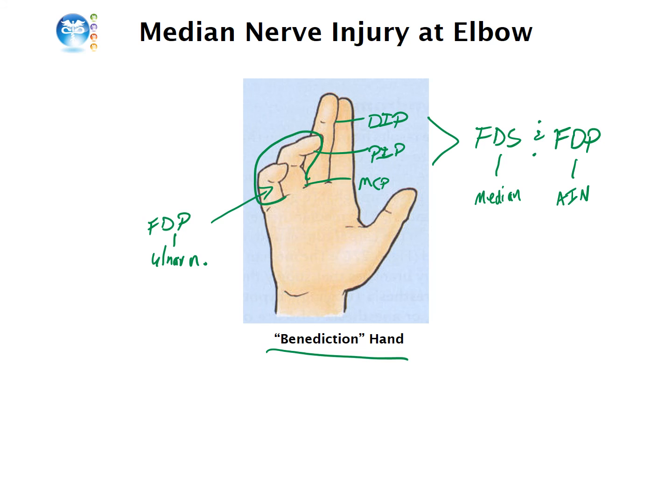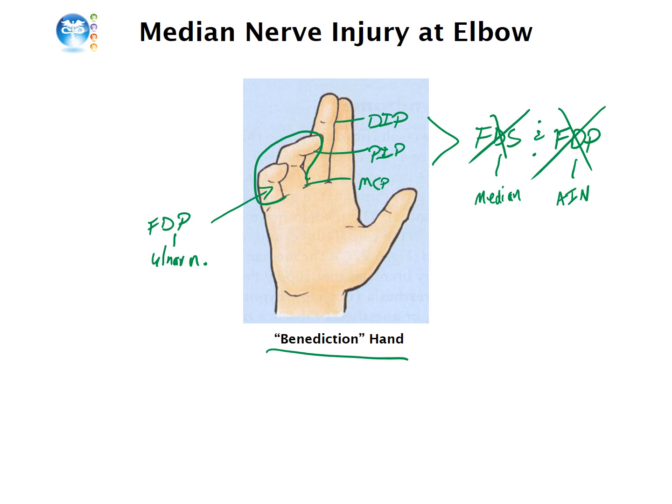Since the ulnar nerve was not affected in this injury, the ulnar half of the muscle is able to flex the pinky and ring finger. However, since the median nerve was injured, the index and middle finger, as well as the thumb, are no longer able to be flexed, because the FDS has been compromised and the nerve innervating the FDP has been compromised.